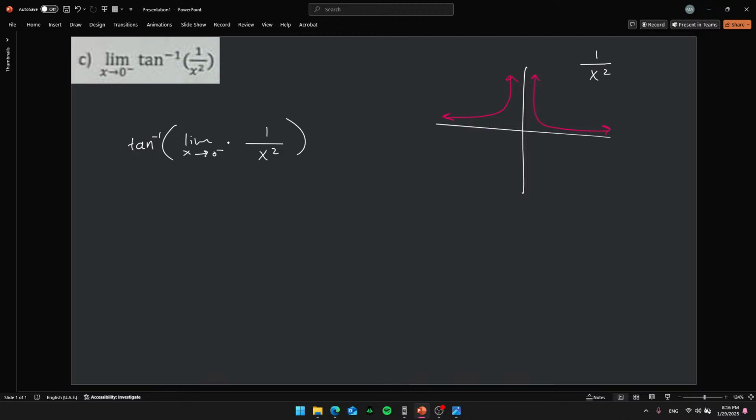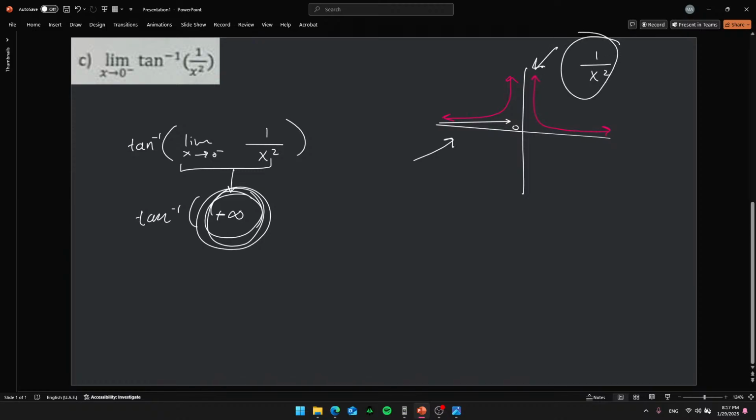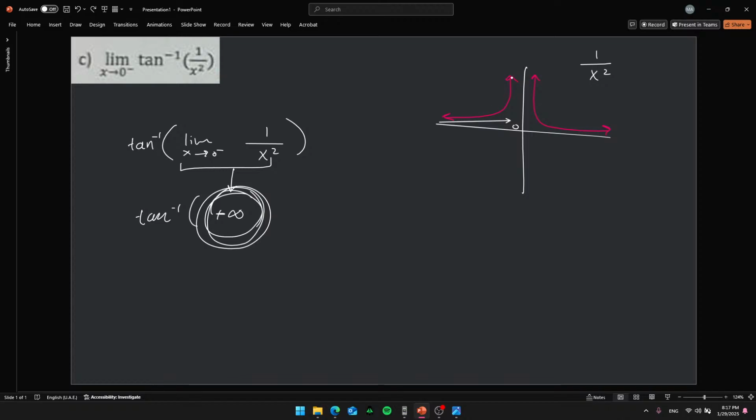Now we're asked to approach it from zero from the right. So this is 0. We'll approach 0 from the left, sorry. From the left, the function goes to positive infinity. So this limit equals positive infinity. How did I know that? From the graph. As we approach 0 from the left of this function, the function goes to positive infinity. So that's how I knew that the value of it is positive infinity.